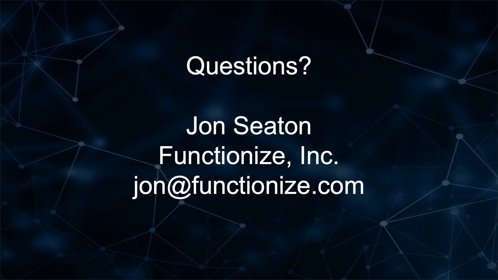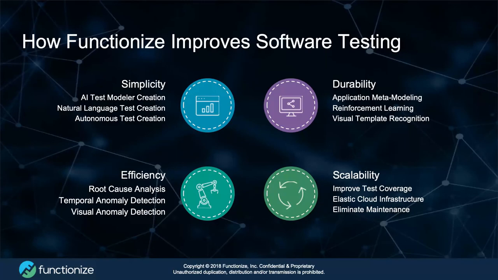Here is a question specifically for your company. How does Functionize reduce test maintenance? Yeah. So we reduce test maintenance, and let me go back to that slide. We eliminate maintenance by increasing the durability of the tests. So when you build a test on our system, it will not fail as often because we have more intelligence around that test about the application itself. We've built these meta models about the application.